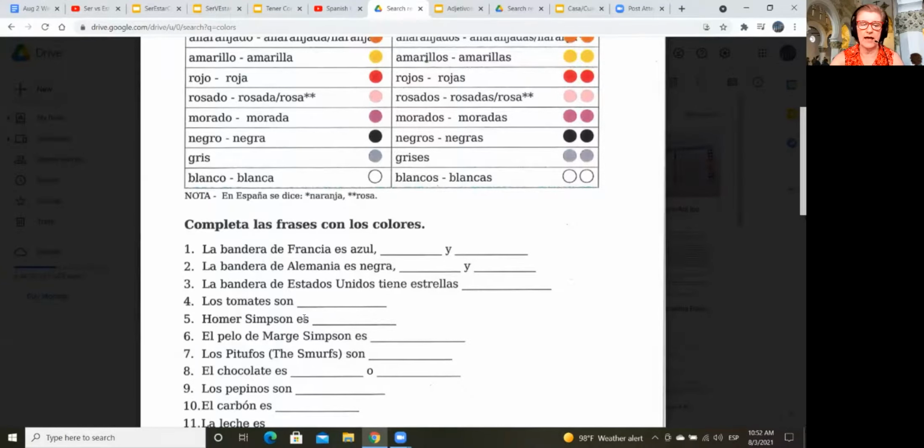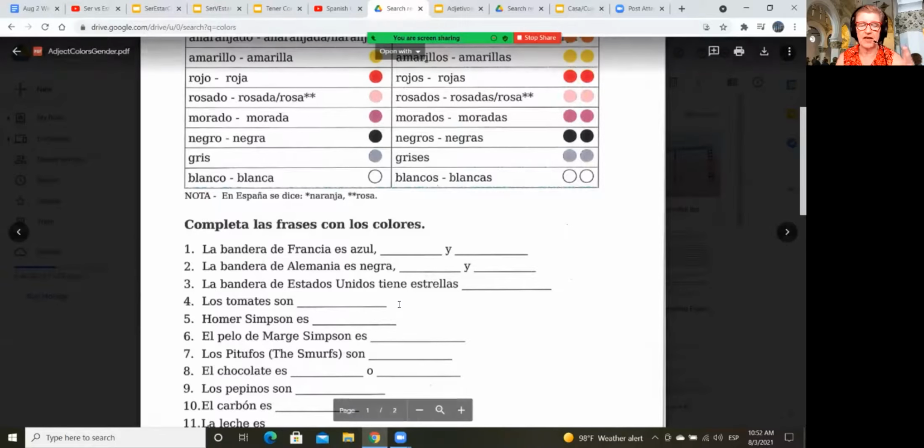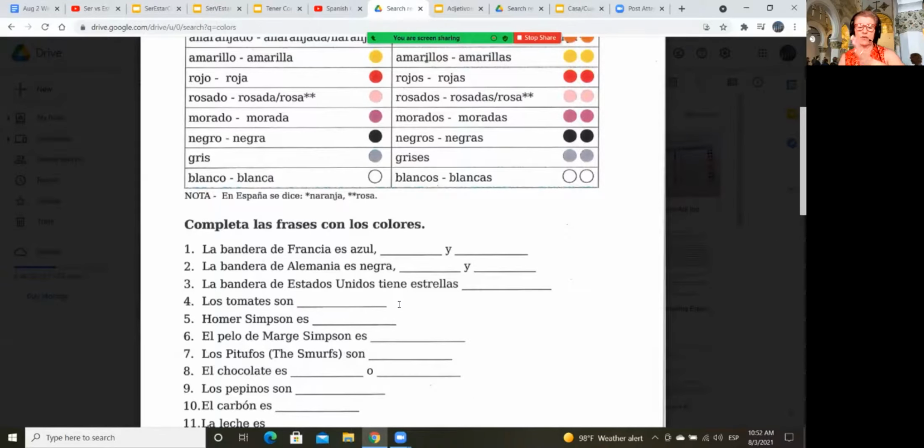Bien. Okay. Los tomates son. Tomatoes are. And let's talk about when they're ripe. Rojos. Rojos needs to be both masculine because it's los tomates and plural. Los tomates son rojos.